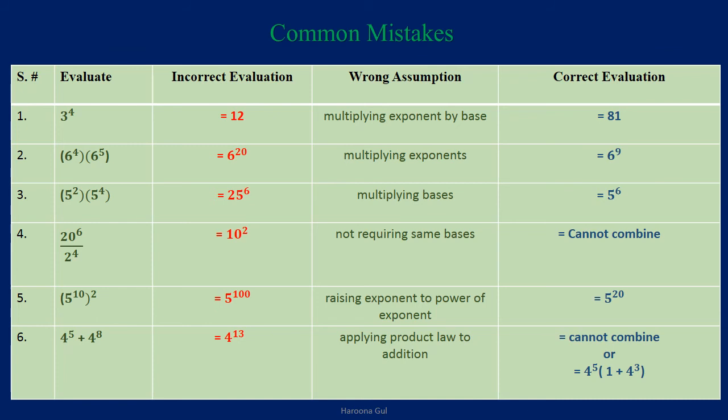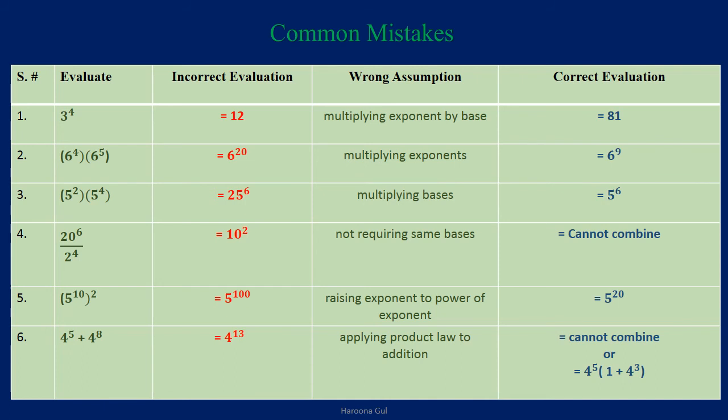For example, if we have to evaluate 3 raised to the power 4, we can make a mistake by multiplying the exponent by the base. But we are supposed to multiply 3 four times, that is 3 into 3 into 3 into 3, to get the right answer, which is 81.